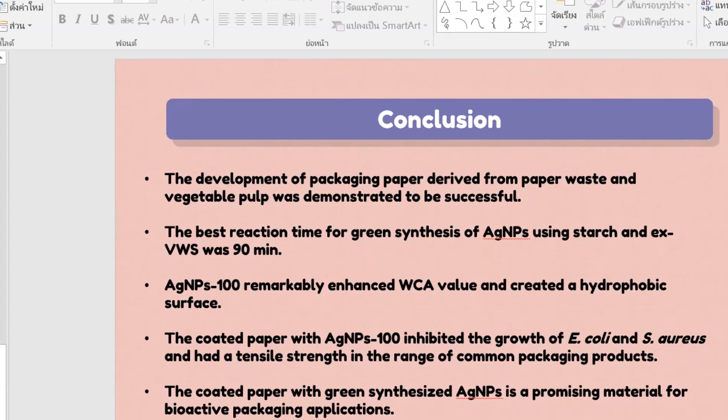In the coating, silver nanoparticle 100 millimolar provided the highest water contact angle and the highest hydrophobicity on the surface. The coated paper can resist the growth of E. coli and Staph aureus, and also has a tensile strength in the range of common packaging products. The paper coated with green synthesis will be a promising material for bioactive packaging applications.